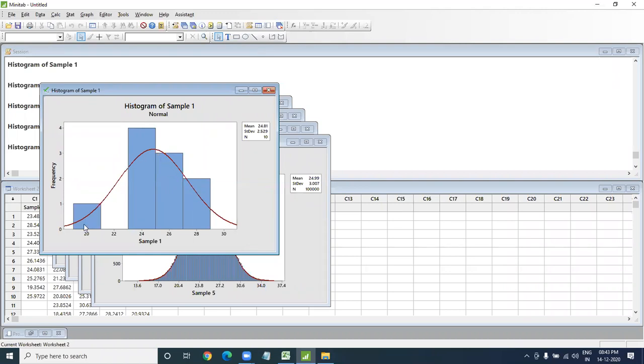This is the shape of a normal distribution. It's not, it's going out here. It's going out here. You don't have data here. This is what a normal distribution doesn't look like.